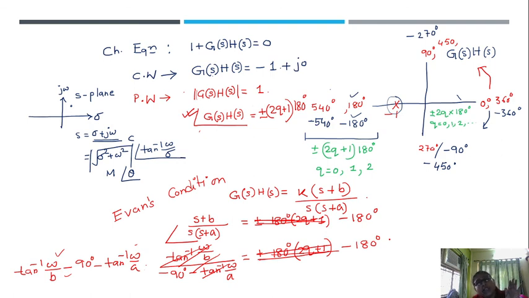Understood? The points may exist on the S plane, but to be on the root locus you need to maintain this criteria. If the angle criteria is not maintained, the point is not on the root locus. Is there any confusion?